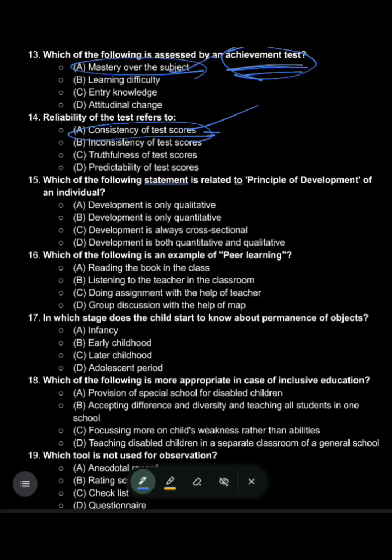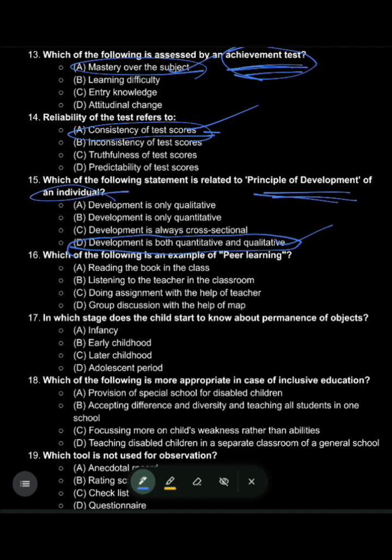Next, number 15. Which of the following statement is related to principle of development of an individual? Here options are: development is only qualitative, it is only quantitative, is always cross-sectional, or is both quantitative and qualitative? Here the correct answer will be obviously it is both qualitative and quantitative. Principle of development of an individual is both qualitative and quantitative.